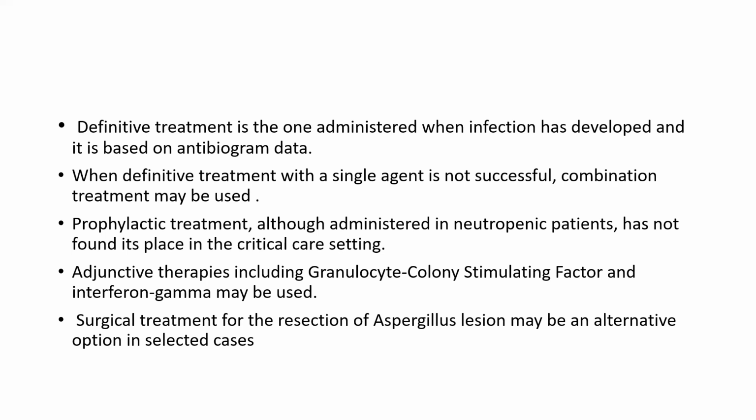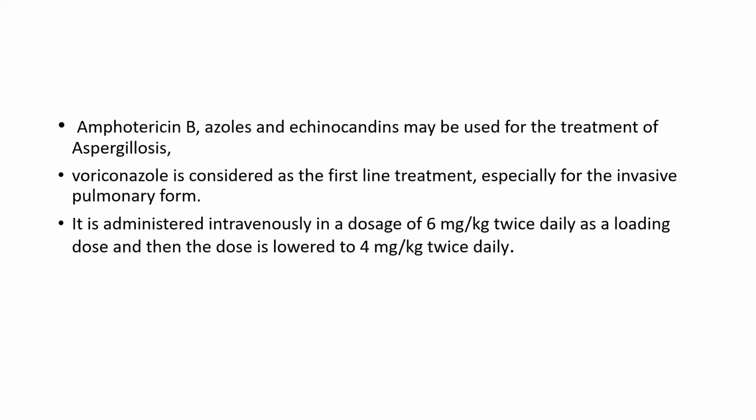When definitive treatment with a single agent is not successful, then we should go for a combination of treatment. Prophylactic treatment, although administered in the neutropenic patient, has not found its place in the critical care setting. Adjunctive therapies, including granulocyte colony stimulating factor and interferon gamma, may also be used. Surgical treatment for resection of aspergillus lesion may be an alternative option in selected cases. Amphotericin B, azoles, and echinocandins may be useful for treatment of aspergillosis.